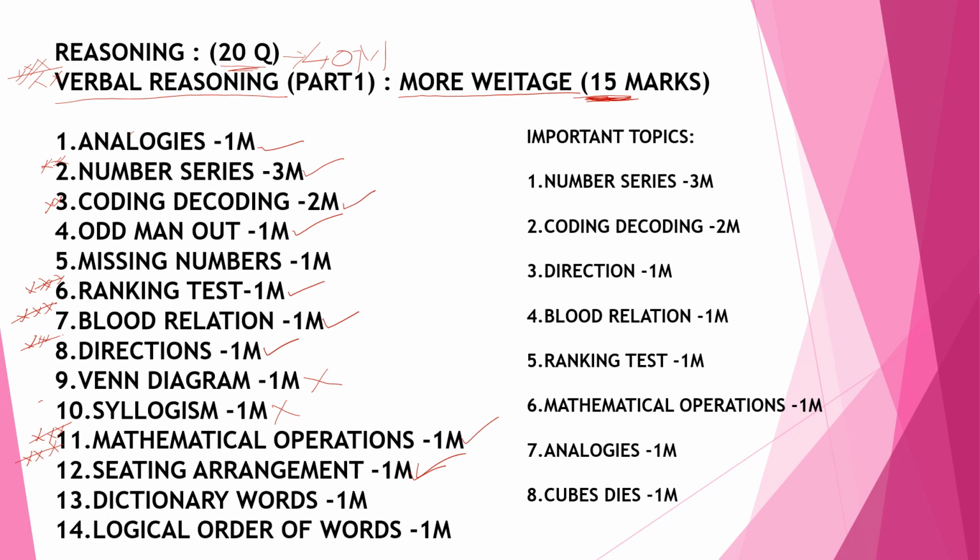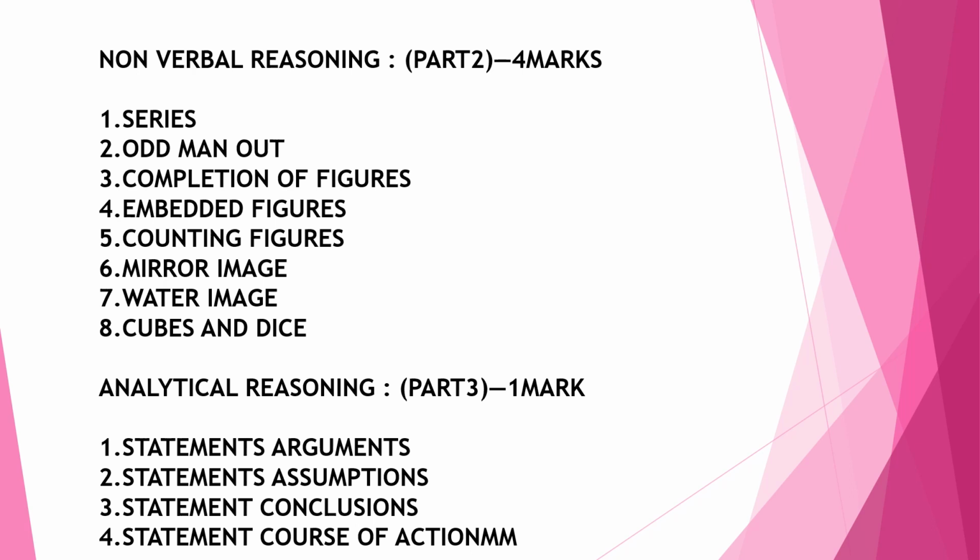This is related to part 1 of reasoning, that is verbal reasoning. Next, non-verbal reasoning, that is part 2. We can expect 4 marks here. It means series, odd man out, which are related to figures. We can expect 4 marks from all these topics.